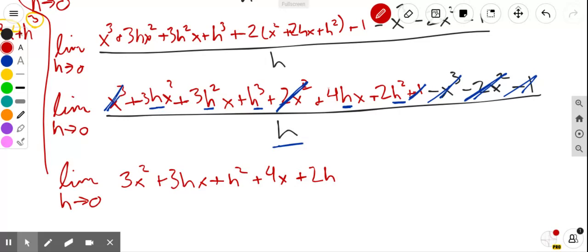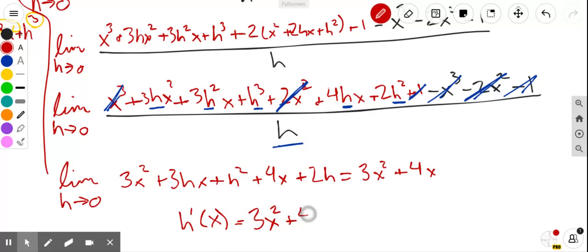So now when you plug the 0 in for h, we should end up with 3x squared plus 4x. And that's it. So this is what h prime of x represents. This is the derivative. If I plug any number in for x, then that should tell me the slope of the tangent line at that particular place.